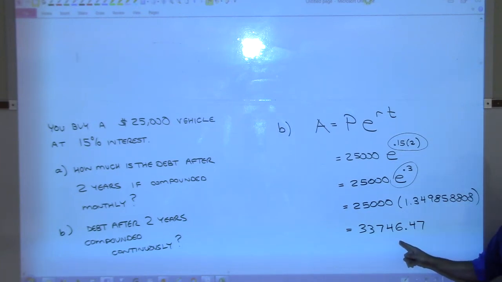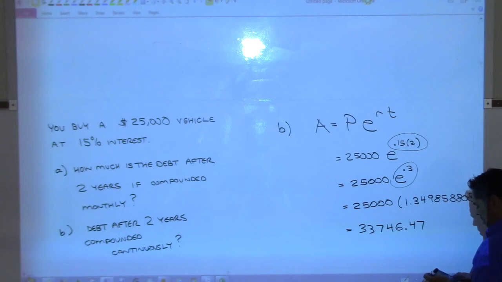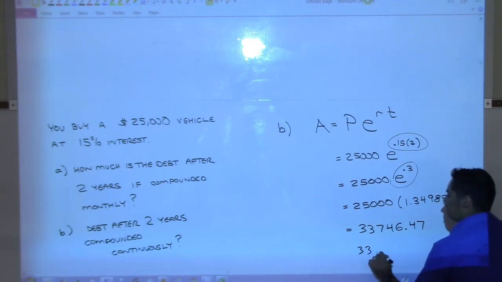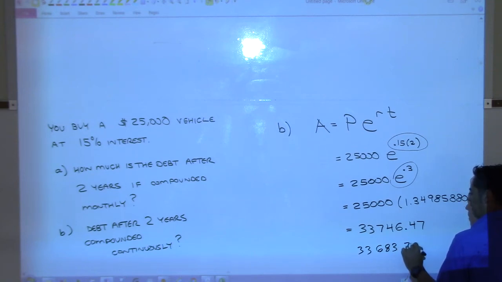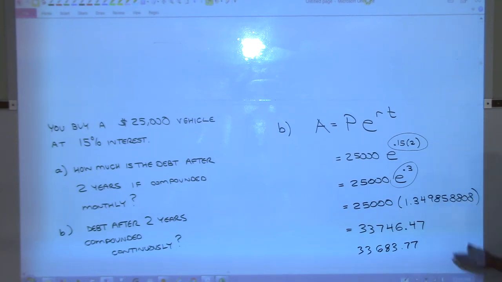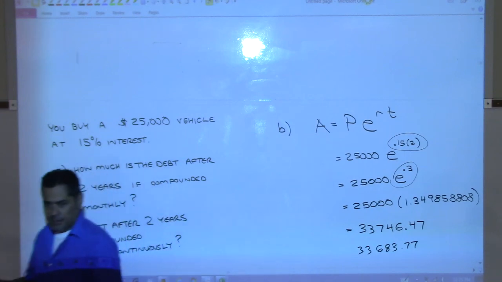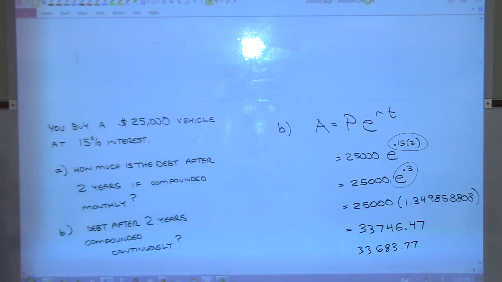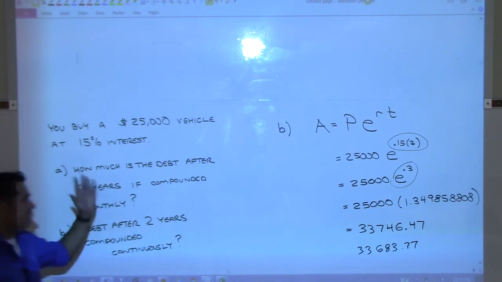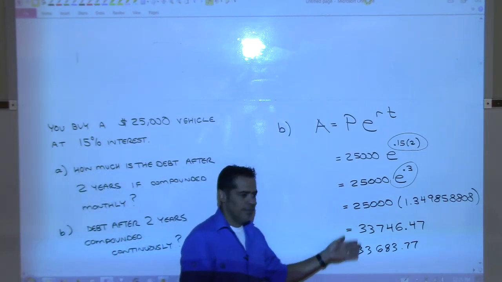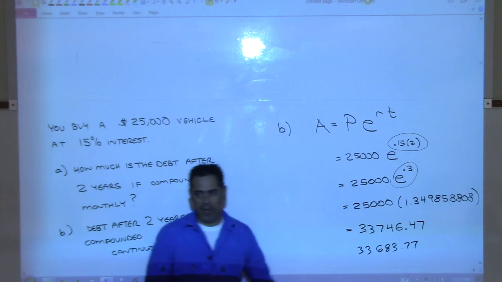What was the answer for part A? 33,683.77. So yeah, there is a difference between these two formulas. If they compound the interest continuously, you wind up paying a little more, don't you? Right? But it's not drastic. It's not like this is 40,000 versus 33,000.